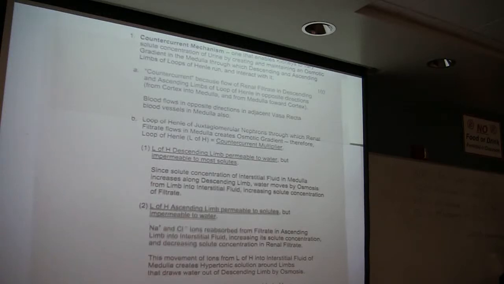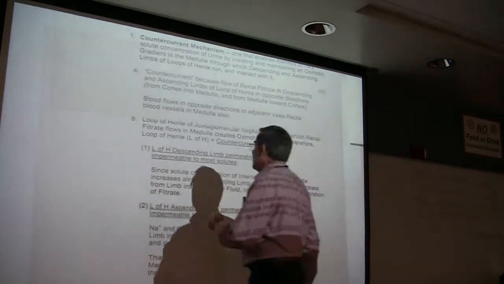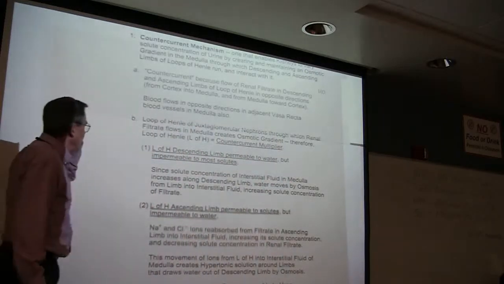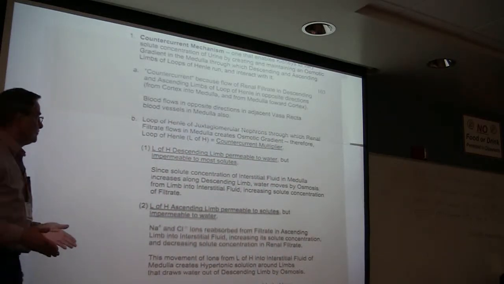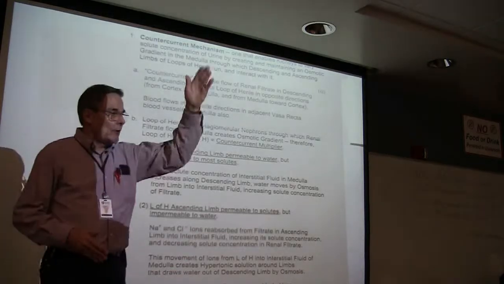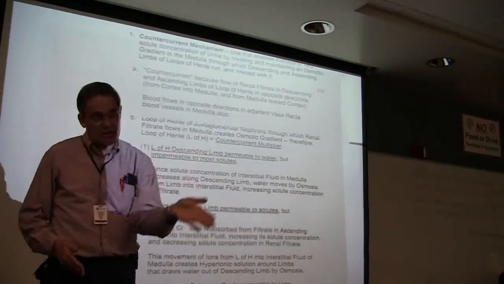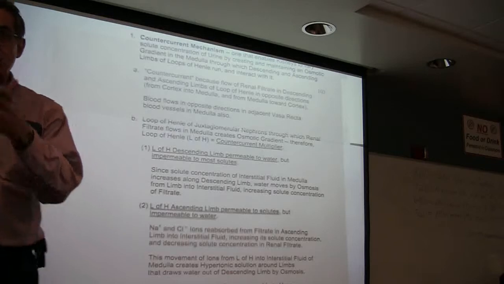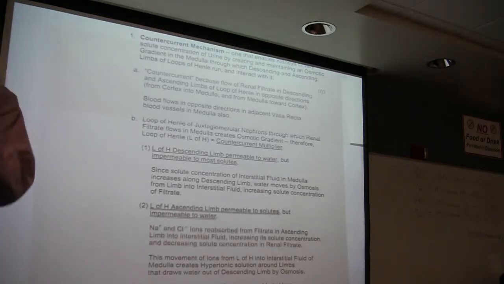Now this is called a countercurrent mechanism because the flow of the fluid, the renal filtrate, is in opposite directions. In the descending limb, it's going one direction, from cortex into medulla, and in the ascending limb, it's going from medulla back into cortex. So, countercurrent.